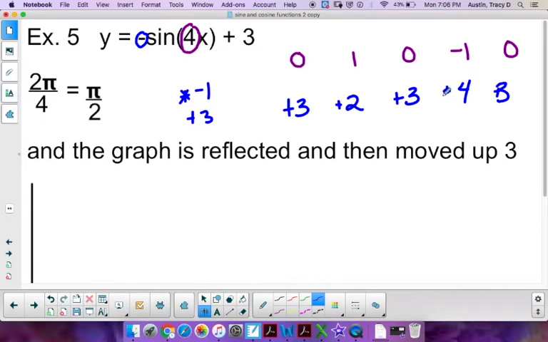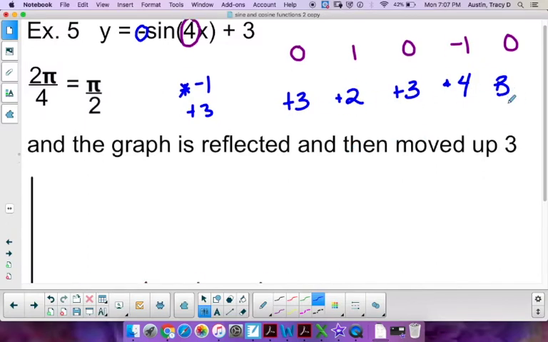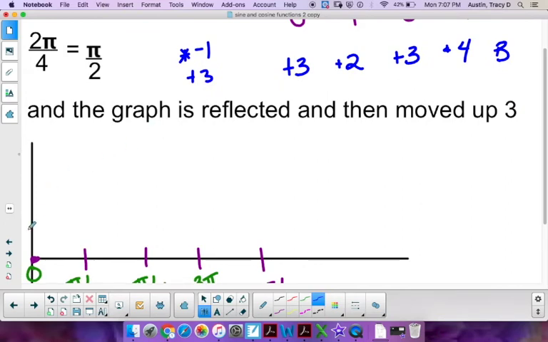Okay, so I flipped the graph over, right? So it's going down first now instead of up. And then I just move the whole graph up 3. So all I need now are just my y values at each of my tick marks. Okay, 2, 3, 4. No problem. My first tick mark 0 is at 3. My second one is at 2. Back up to 3. Up to 4. Back down to 3. There we go.